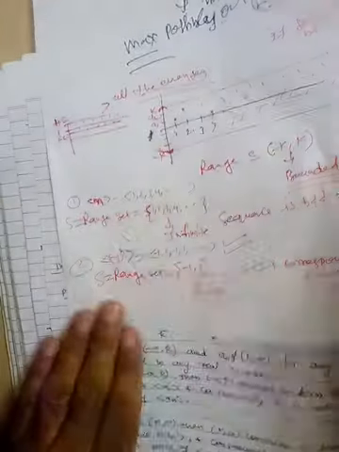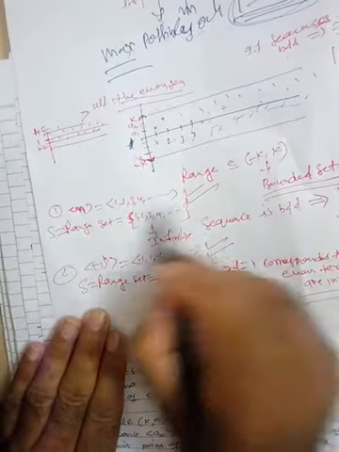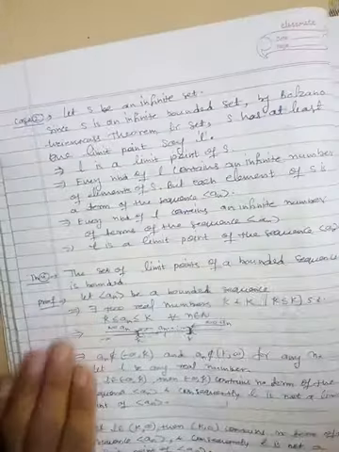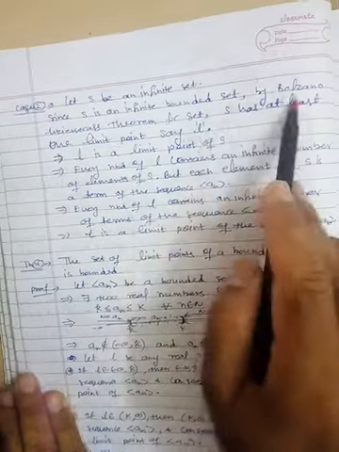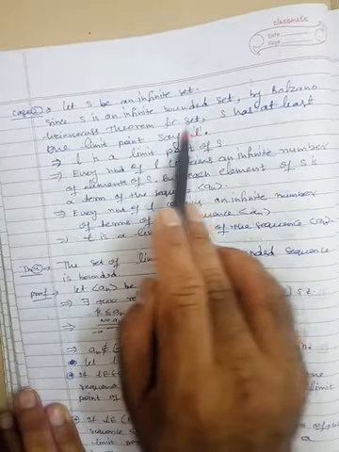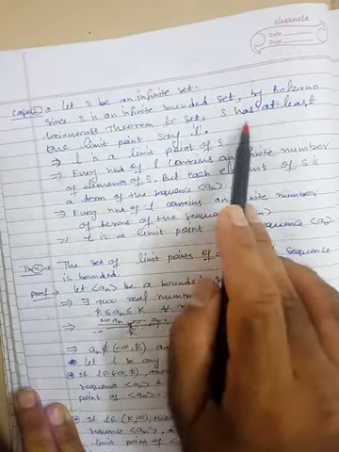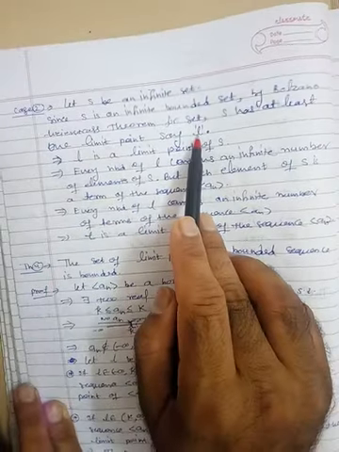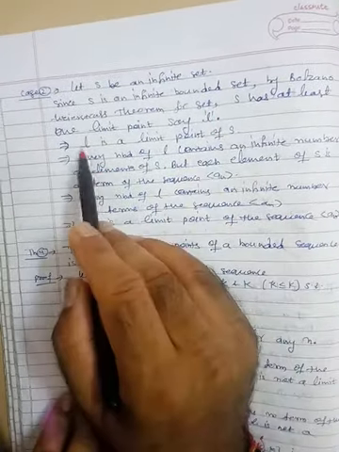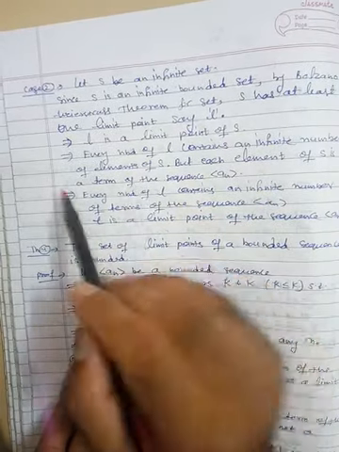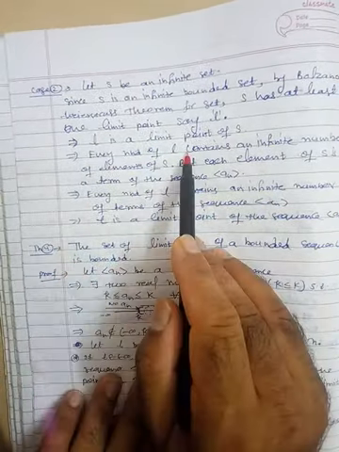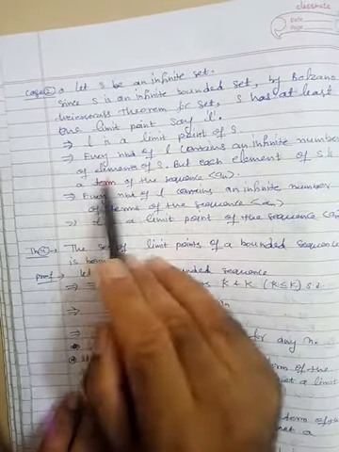Now the second case: let S be an infinite set. Here S is an infinite set. So since S is an infinite set which is bounded, then by the Bolzano-Weierstrass theorem for sets, S has at least one limit point, say L. Then L is a limit point of this set S. By the definition, every neighborhood of L contains infinitely many elements of S.